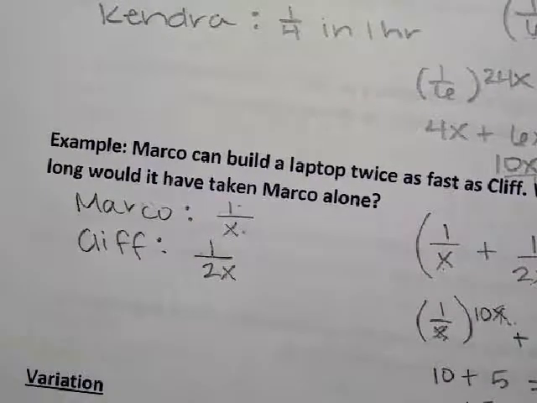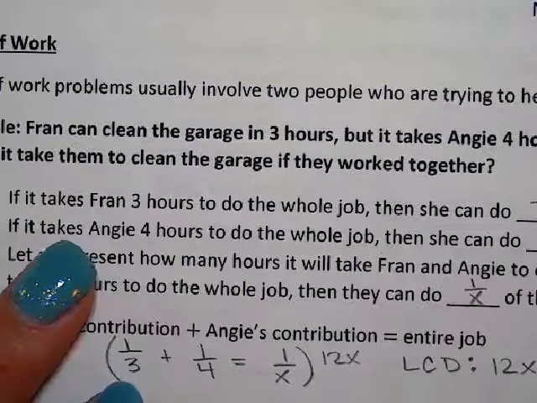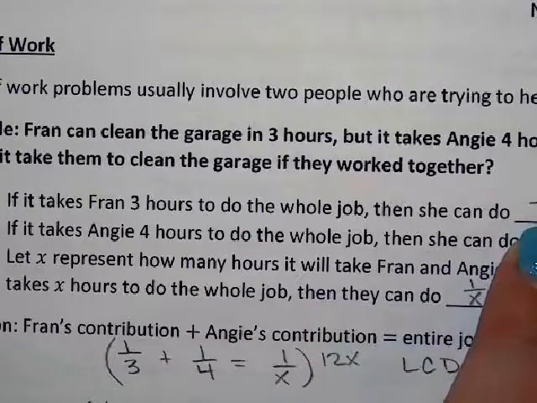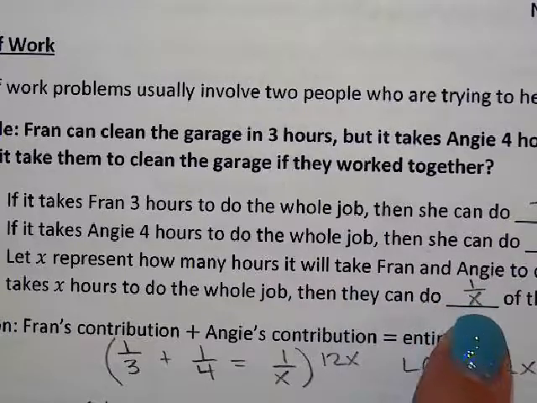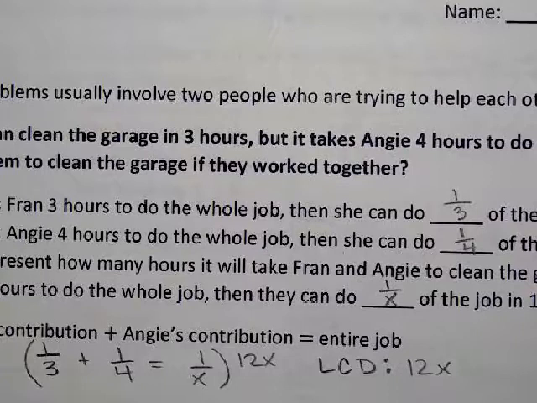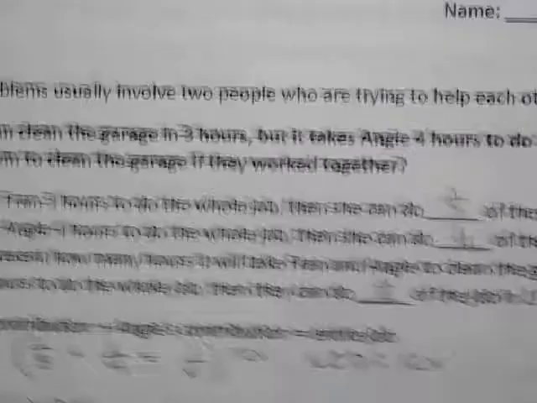So I'd say anytime you're getting confused, go back up to these sentences. So if it takes Fran 3 hours to do the job, then she can do 1/3 of the job in 1 hour, 1/4 of the job in 1 hour. So if they're working together, they can do 1 over x of the job in 1 hour. So we're kind of thinking of it as one person does a part, one person does a part, and so overall, if together they're each doing a part, then how much of that are they getting in one? Does that make sense? Okay. All right, let's go ahead and turn the page.